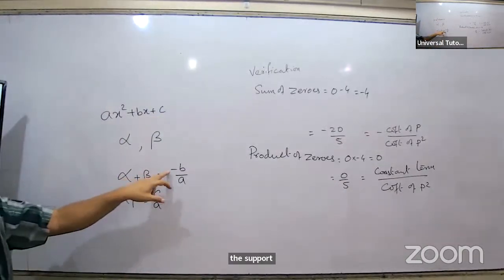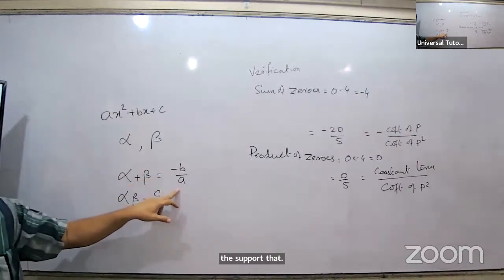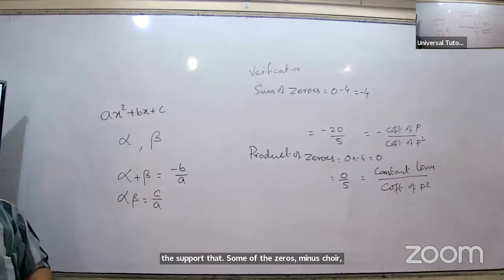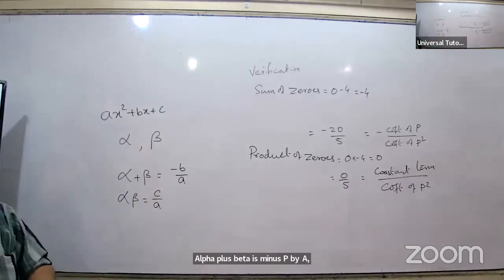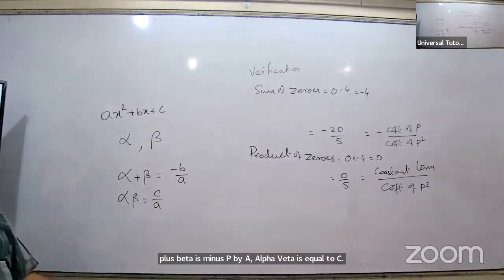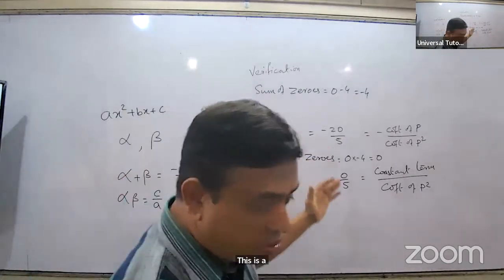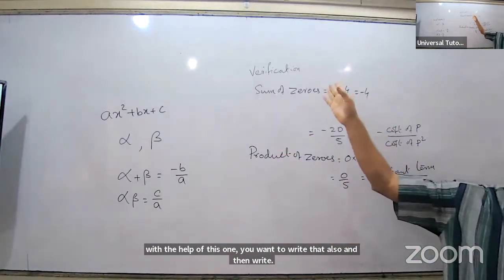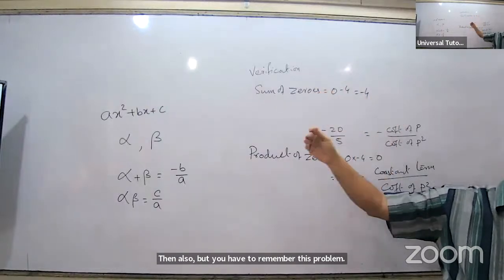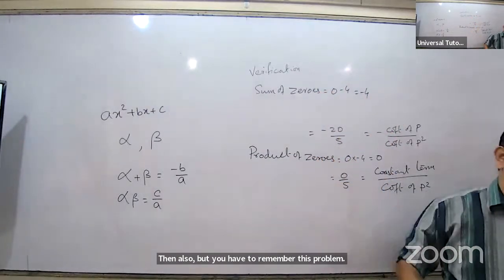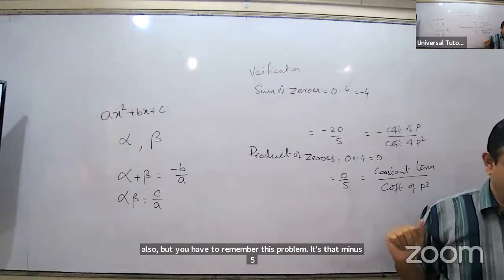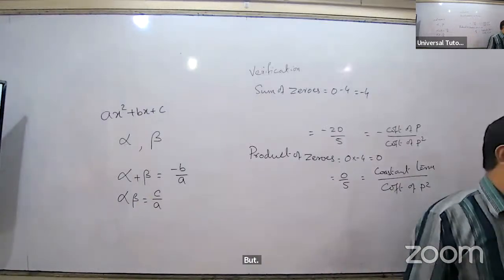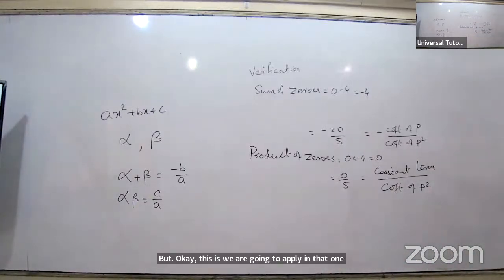Sum of the zeros is minus coefficient of x upon coefficient of x square. Alpha plus beta is minus b by a. Alpha beta is equal to c by a. This is the formula you are going to learn. You can also write it with the help of this, but you have to remember this formula. These two are the same, but now we are going to apply this in different questions. So after 5 minutes there is a break, and after the break we continue.